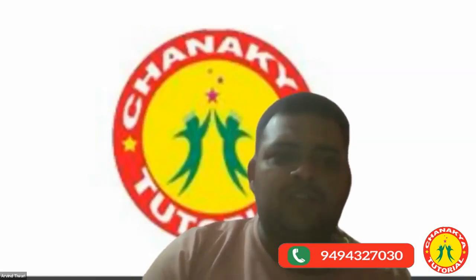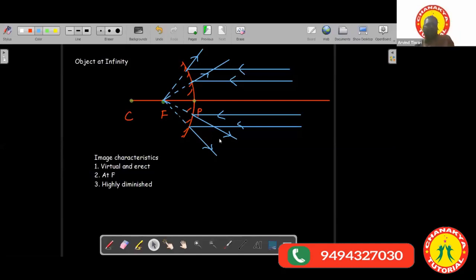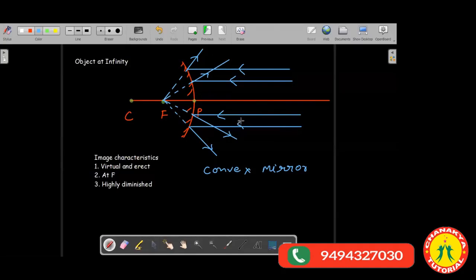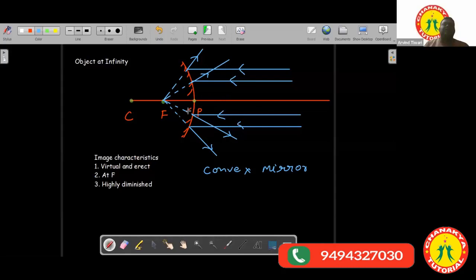We are doing here image formation by convex mirror when the object is placed at infinity. So this is a convex mirror. Now see, as you can see on the shiny side of the mirror, you do not have any focus or center of curvature. There are no points on the shiny side. Can you observe any point on the shiny side? No, sir.